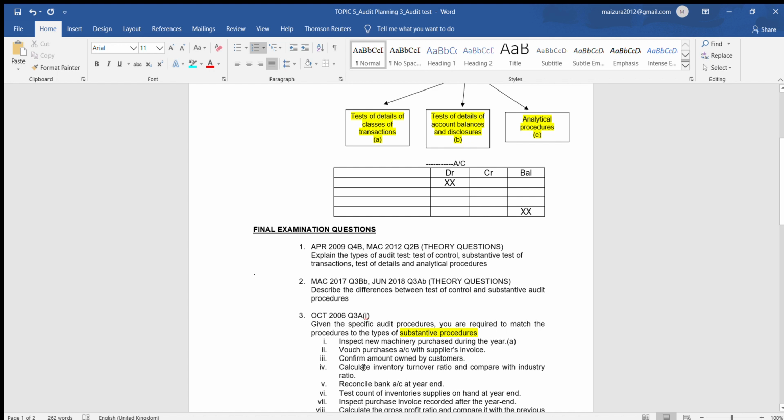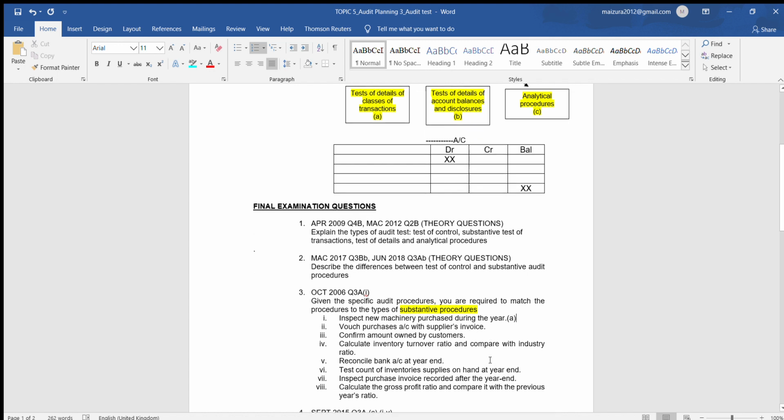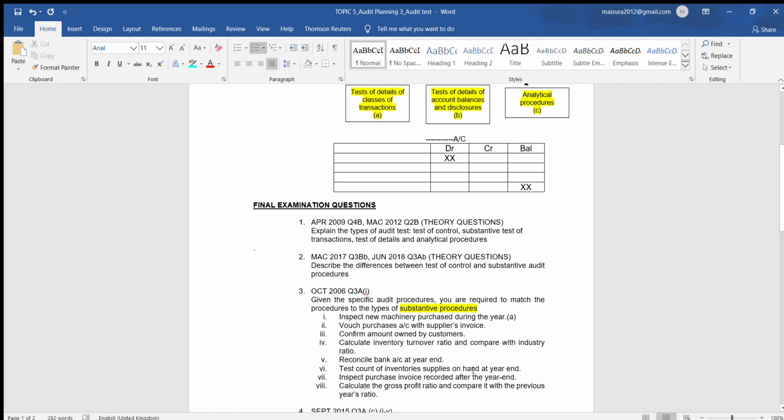Now, vouch purchases account with supplier's invoice. What is this? Purchases account: you are looking one by one at the purchases account. Assuming this is the purchases account, it will have all debit entries here. And where does this figure come from? It comes from the supplier's invoice. So you are also doing test of detail of transaction.